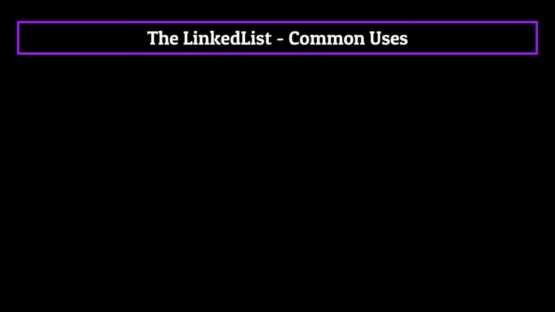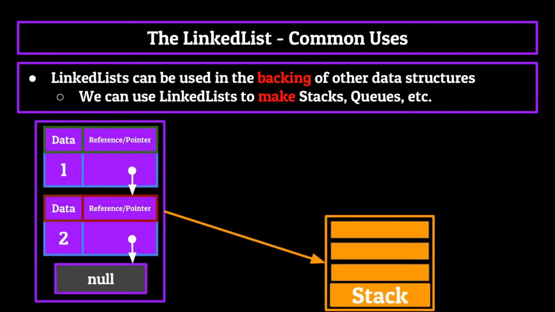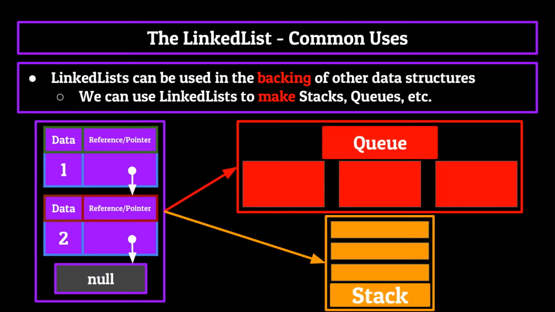Now something I haven't mentioned before, but would be remiss not to mention, is that linked lists can actually be used in the backing of other data structures. What do I mean by this? Well, we can actually use linked lists to make stacks, queues, and some other data structures we haven't talked about. This is a little above this introductory series, but it's one of the most important uses of a linked list, so I thought I'd mention it here.